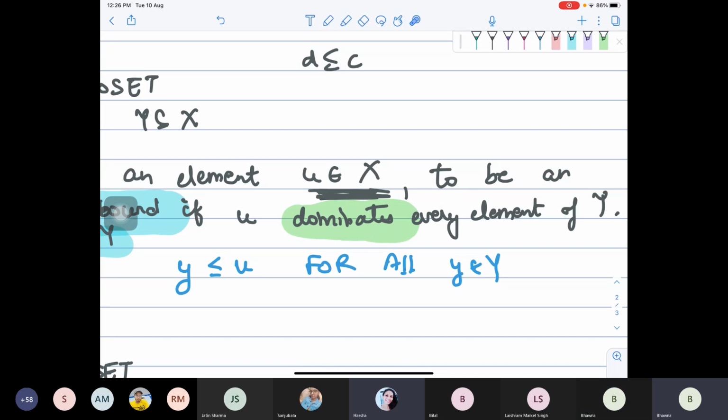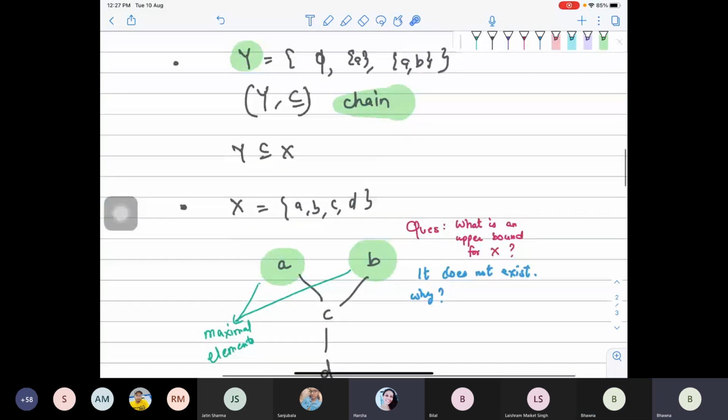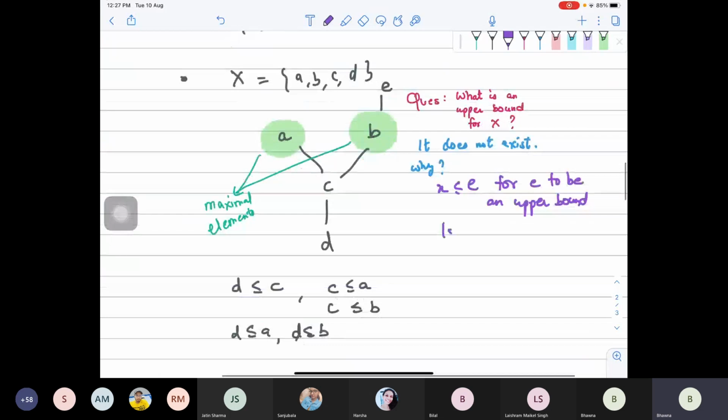Ma'am, if in the above example we add one more element E, such that E is not related to A but is above B, then in that case, will any upper bound exist? In this case also there is no upper bound. Why? Because E cannot dominate A. For E to be an upper bound, anything in X should be less than or equal to E. But is A less than or equal to E here?